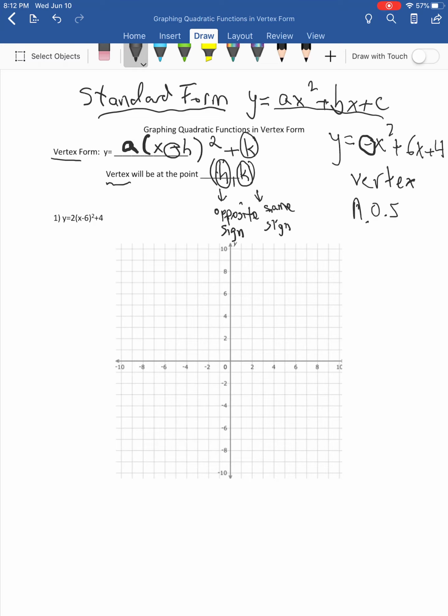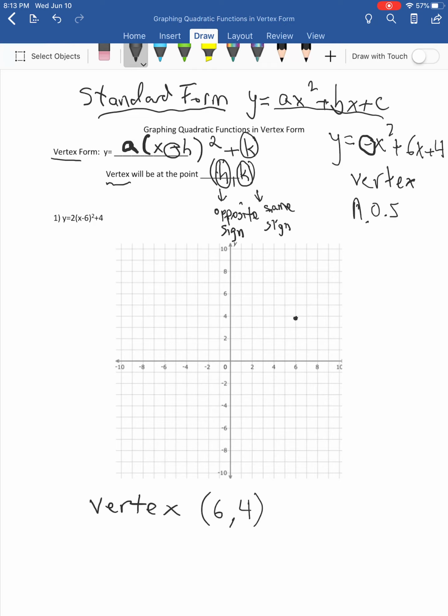All right, let's take a look at how this works. So y equals 2 times (x minus 6) squared plus 4. Okay, we always want to start by identifying what the vertex is. Since this is in vertex form, we can immediately see that the x-coordinate of the vertex is going to be positive 6. Again, the opposite of what's in the parentheses. There's a negative 6 in the parentheses. And the y-coordinate of the vertex is going to be positive 4. Okay, so let's plot that. (6, 4) is right here.